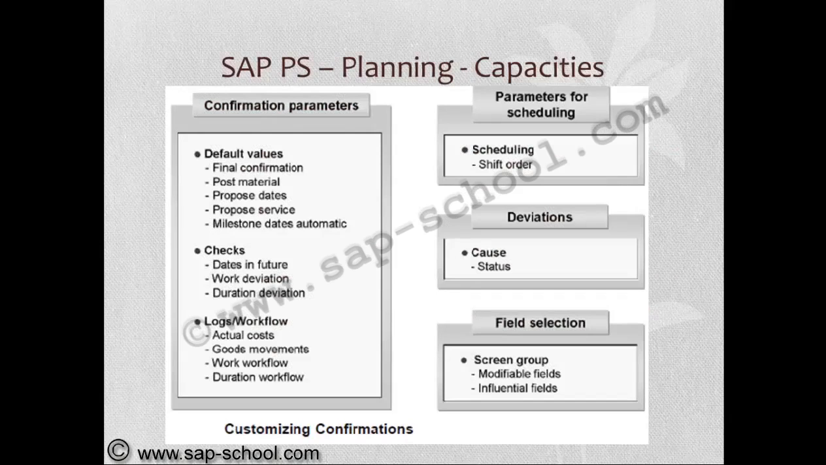Now the customizing settings for confirmation parameter: default values, final confirmation, post material, proposed dates, proposed service, milestone dates, automatic checks, dates in future, work deviation, duration deviation, logs, actual cost log, goods movement log, workflow log, duration workflow log also. And parameters for scheduling is scheduling, deviations, status and field status groups.